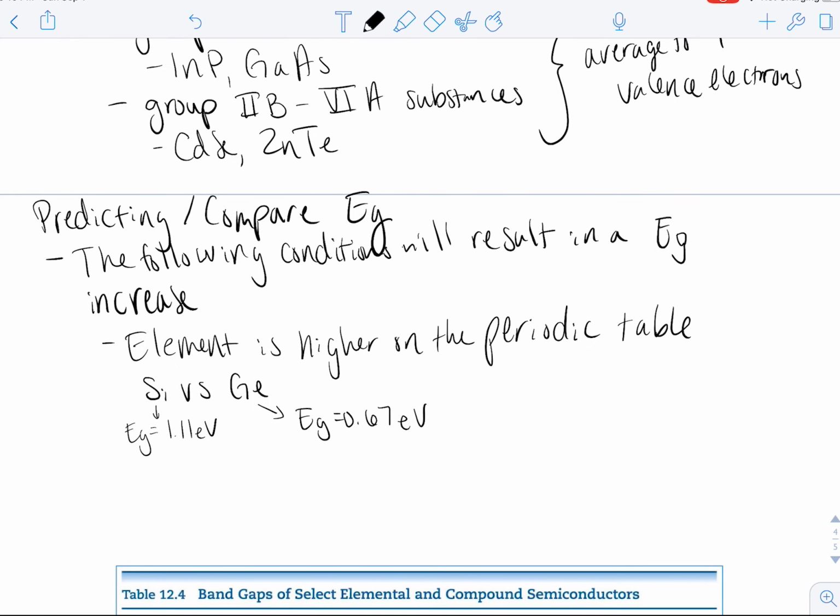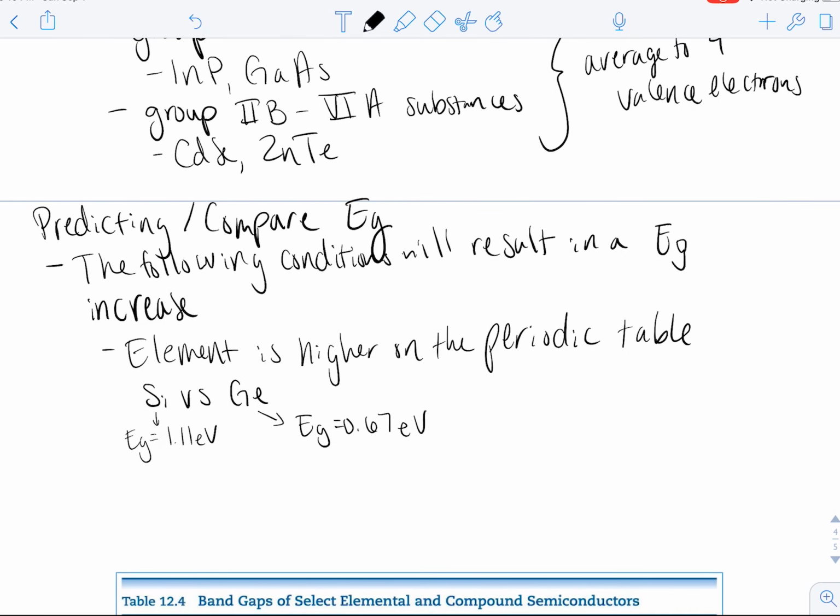We can also look at binary semiconductors in the same way. We can compare zinc selenide versus cadmium telluride. So zinc selenide will have a larger band gap. Cadmium telluride would be smaller. Zinc selenide has a band gap equal to 2.58 electron volts, and then cadmium telluride is at 1.50 electron volts.